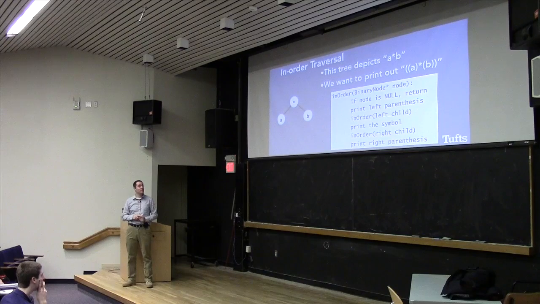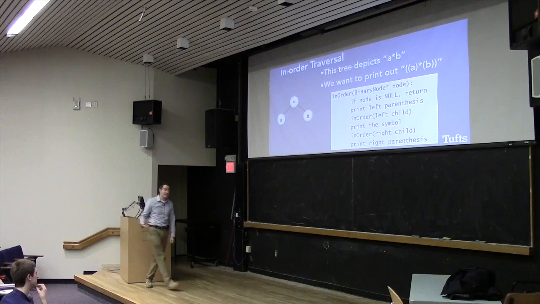And then after it gets done printing the stuff on the left, or doing all the stuff on the left, it will print its symbol, in this case a star. Then it's going to do the right child, and then it's going to print the right parenthesis. And then for each one of these things, it's going to be fully parenthesized.